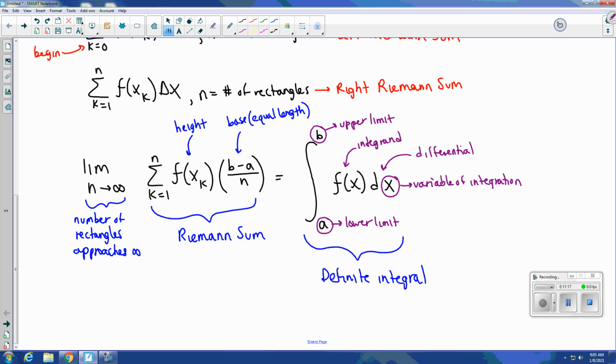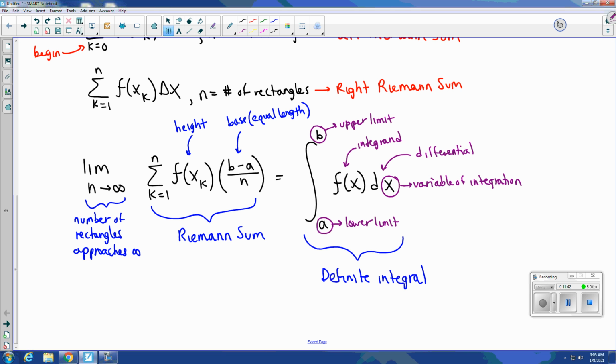Much like when we have derivatives and we have dy dx, that differential on the bottom is telling you to differentiate with respect to x. But if I had dy dz, we would be differentiating with respect to z. So when I look at my integral and I see that differential at the end, the variable associated with it is telling you what to integrate with respect to.